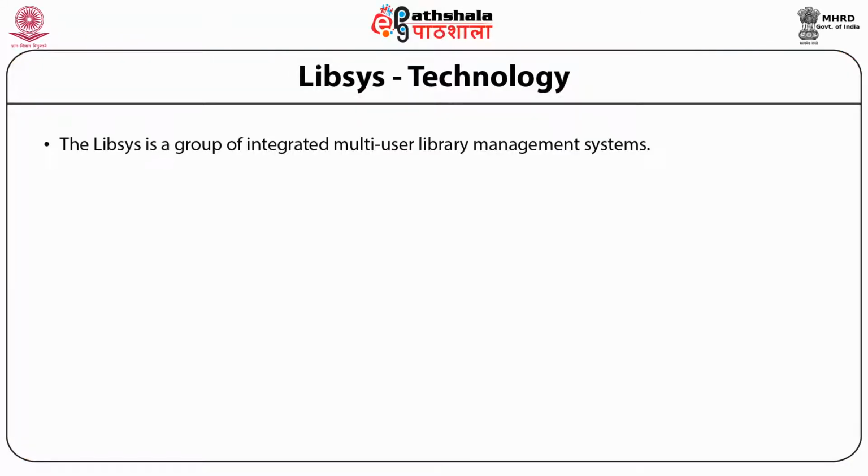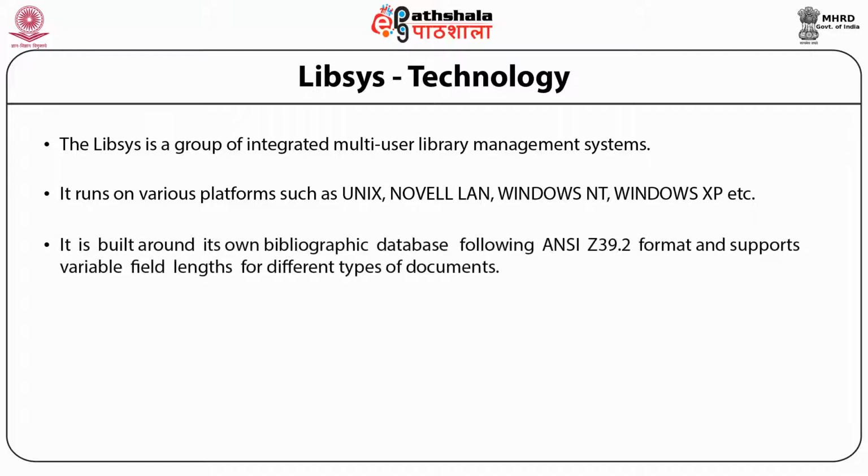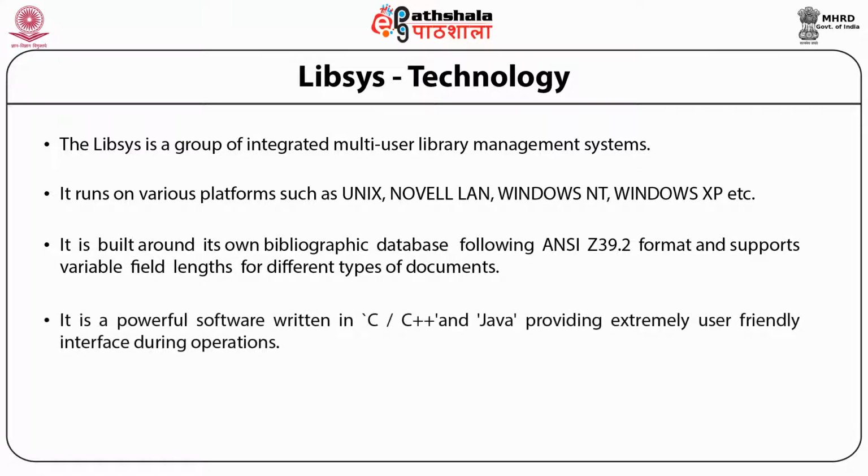LIPSIS is a group of integrated multi-user library management systems. It runs on various platforms such as Unix, Novell, Novell LAN, Windows NT, Windows XP, and many others. It is built around its own bibliographic database following the ANSI Z39.2 format and supports variable field lengths for different types of documents. It is a powerful software written in C, C++, and Java, providing an extremely user-friendly interface during operations.